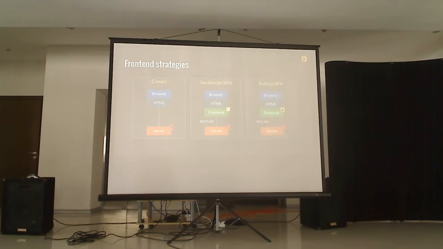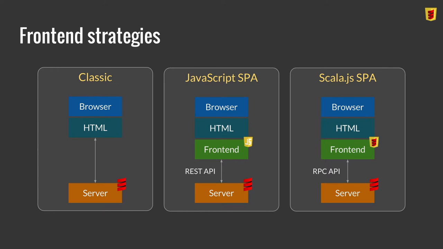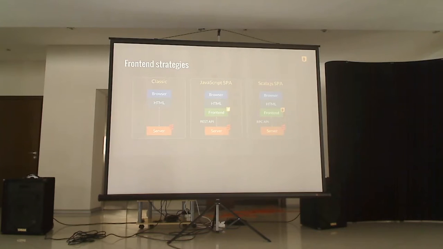With Scala.js, you can basically replace your front-end JavaScript with Scala. And with that, you can get benefits like sharing code between client and server, having a more RPC-like API. Like in the microservices world, you can call microservices directly by using Scala APIs.